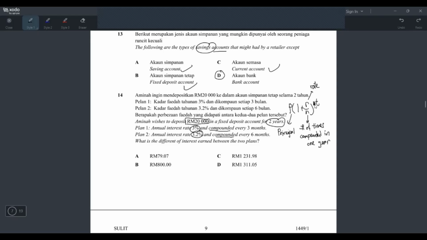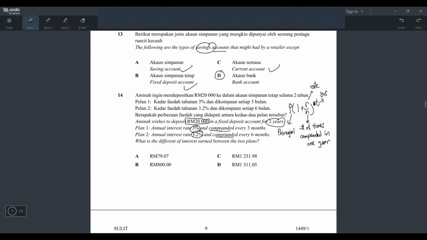And then NT. N I already explained, and this N and this N are the same. T is the number of years, I'll just write years. Okay, let's try to do plan 1 first.